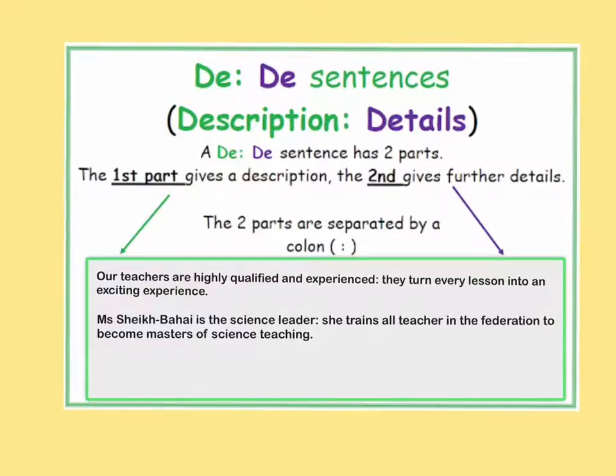Another example here, and we could develop some of the facts. Here is a fact for you about teachers at Harris Federation. Ms. Sheikh Bahai, our science teacher that most of us know already, is the science leader. This is a description. This is what she is. She trains all teachers in the Federation to become masters of science teaching. This is detail about her role.